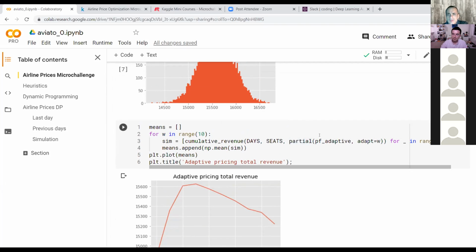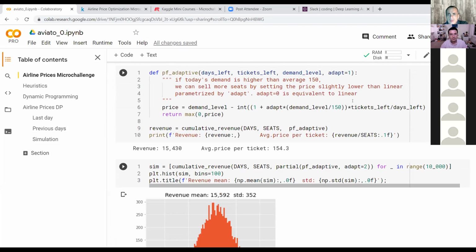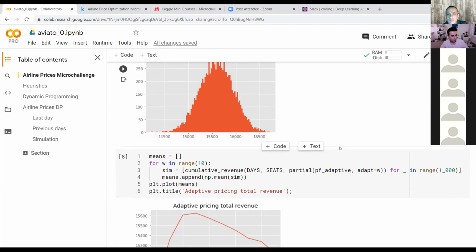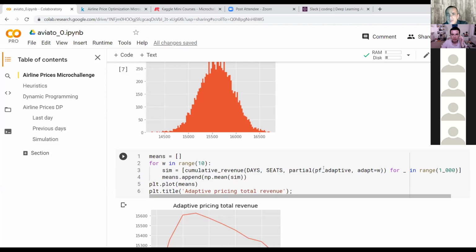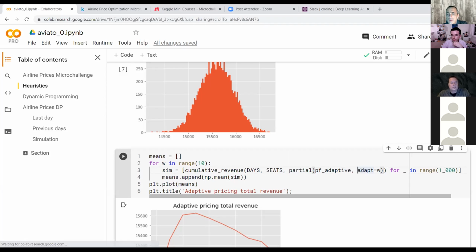So remember this adaptive function had this arbitrary parameter that I just came up with. And then if I want to pass that adaptive function as a parameter to my cumulative revenue simulator, I want to add the parameter value. I can't do that unless I use partial. So that's the only way I can pass the function with the parameter.